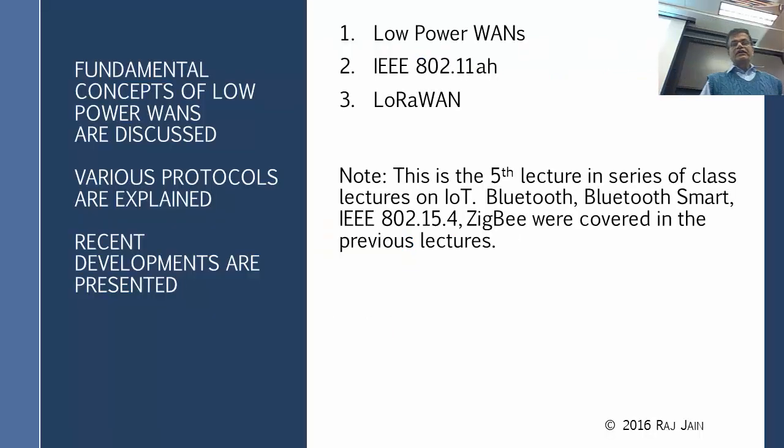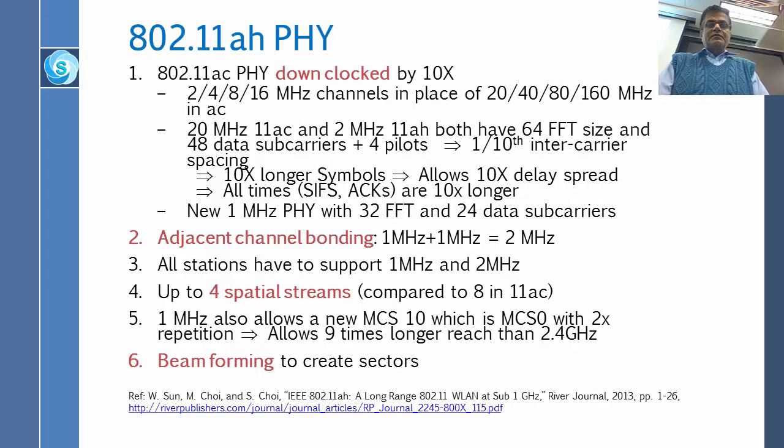So what is done for the physical layer? How is it made? How did they get some of the features, and why did they do these features, right? So first of all, they didn't want to invent anything new. So they took 11AC and took the same design except clocked it down by 10.